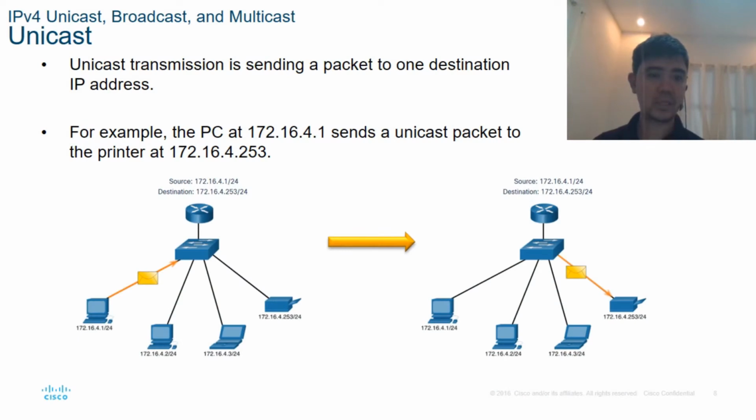There's what we call unicast transmission. For example, this computer will send data specific to the printer. So in unicast, if it is sent specific to the destination, the source IP is the IP address of the source. The destination IP is the IP address of the receiver, or of the destination.